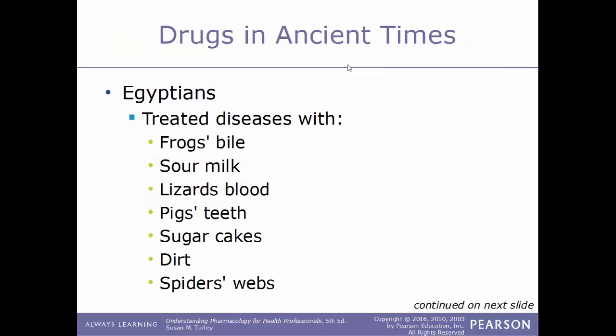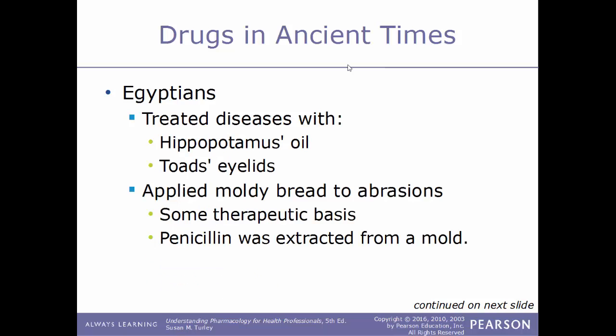Now we'll talk about drugs in ancient times. First we'll start off with the Egyptians. The Egyptians treated diseases with a large variety of different things, including the bile from a frog, sour milk, lizard's blood, pig's teeth, sugar cakes, dirt, spider's webs, the oil from hippopotamus, and toad's eyelids.